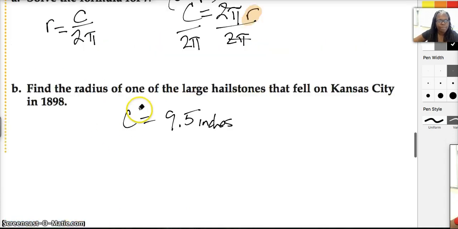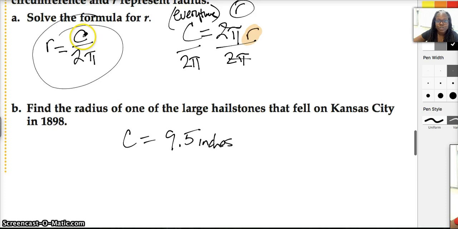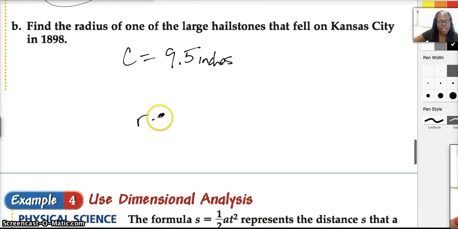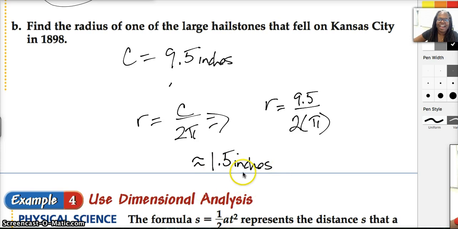So we have up here a formula that will convert the circumference into radius. So let's go ahead and see. Radius is equal to circumference divided by 2 pi. And you guys can see why this is helpful, because if you know that you're looking for the radius, it's nice to have the formula solved for radius. So we've got that the radius is equal to 9.5 divided by 2 times pi. And we would probably plug this in our calculator and get the following answer: approximately 1.5 inches.